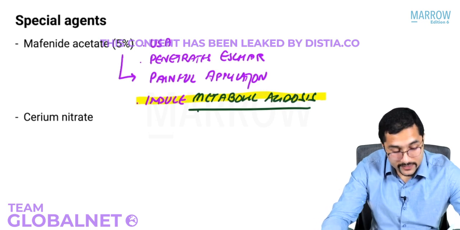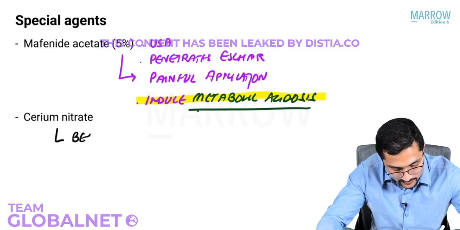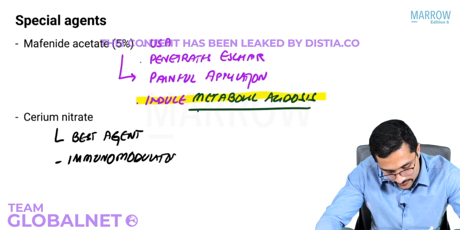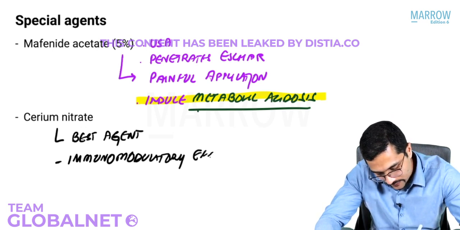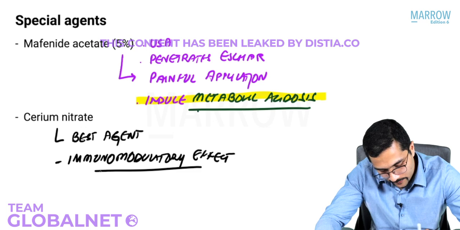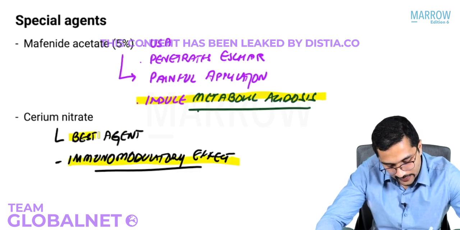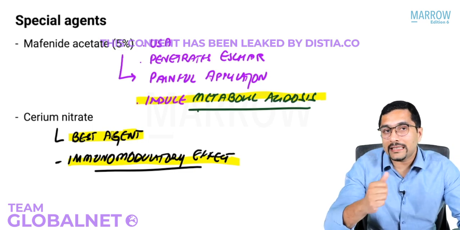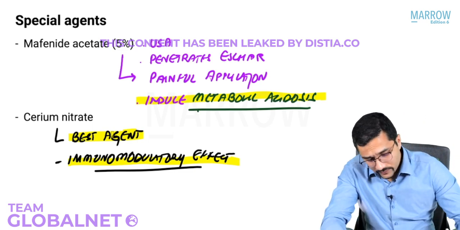Cerium nitrate is the best agent which is available. And this cerium nitrate has an immunomodulatory effect. That means it helps in healing and also prevents wound infections. So you should know briefly about these dressing materials as well.